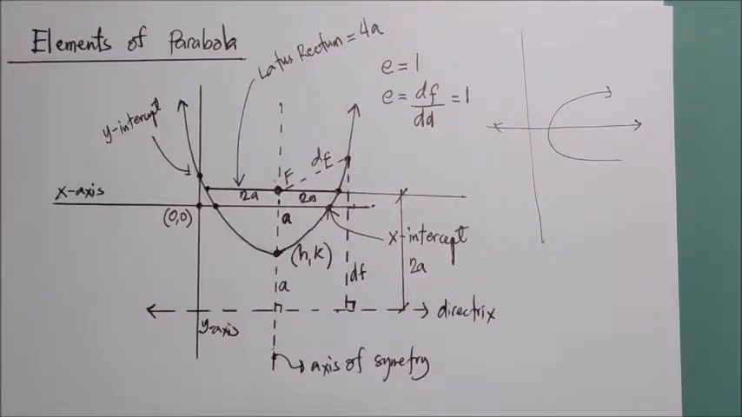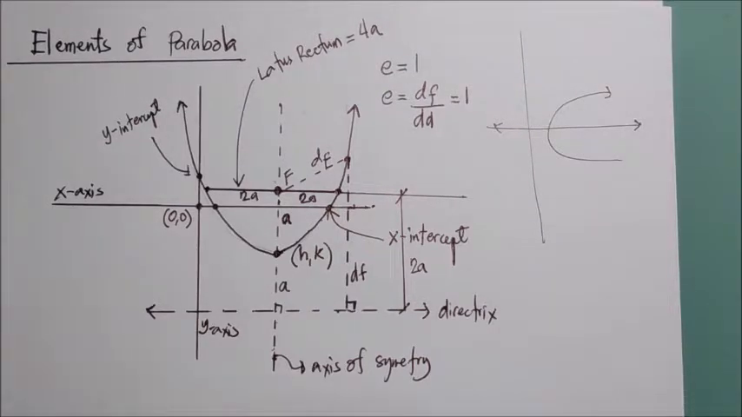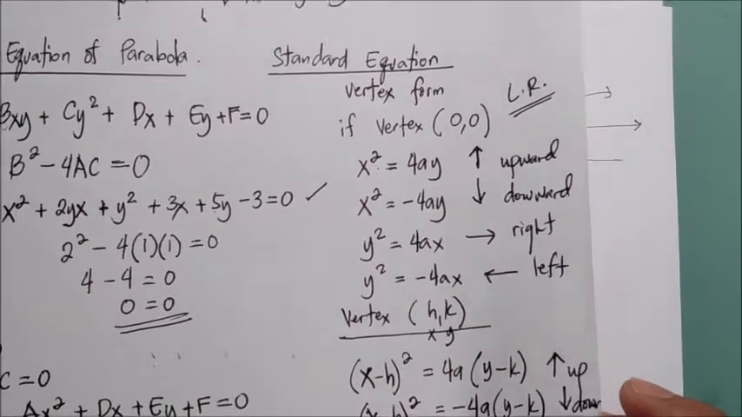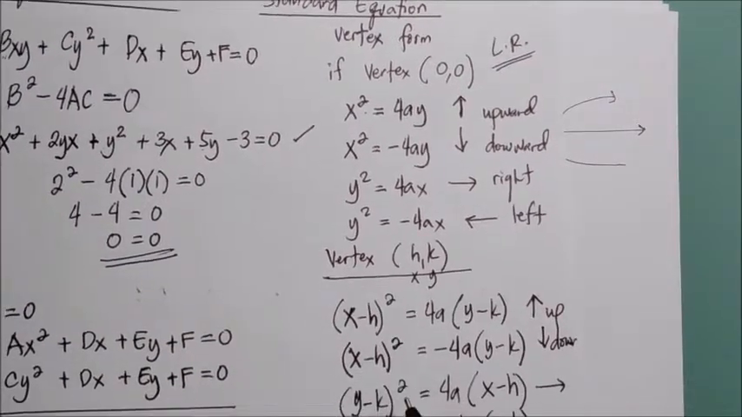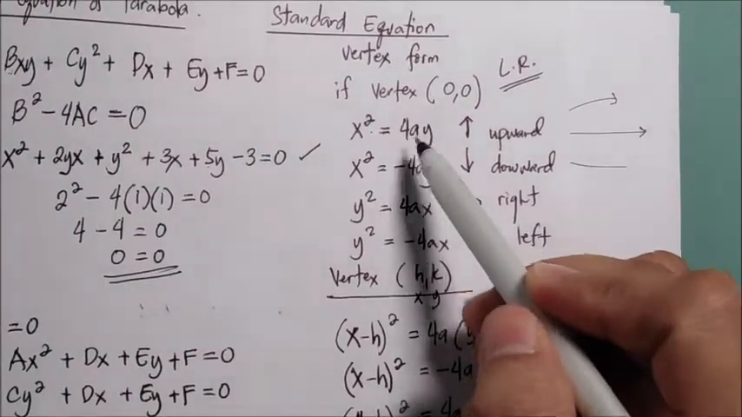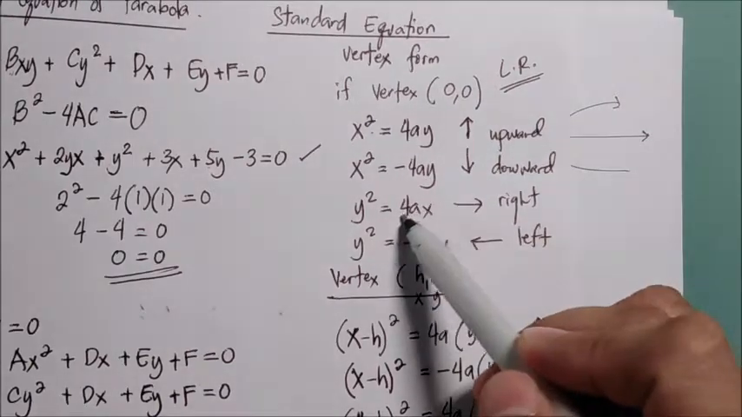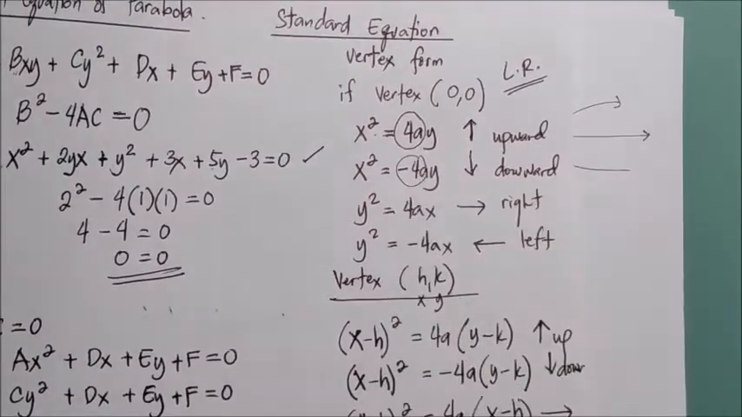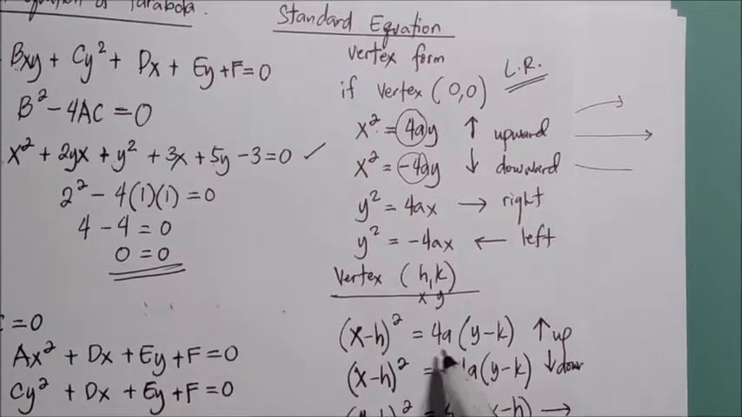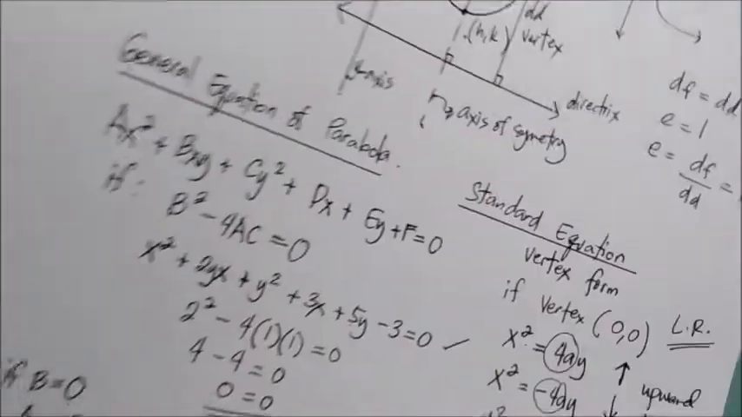Next, from the standard equation of a parabola, I'll show you. If the vertex is at (0, 0) and if the vertex is at (h, k), this is now the 4a. This is the latus rectum. 4a. This is the latus rectum also.